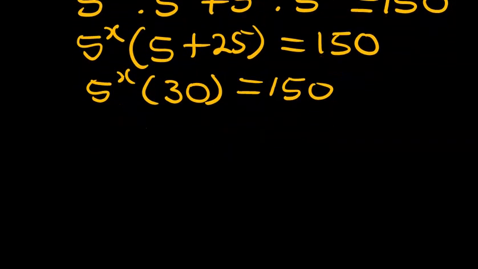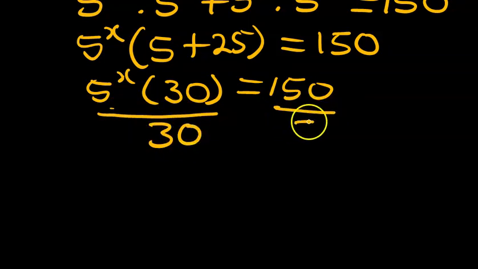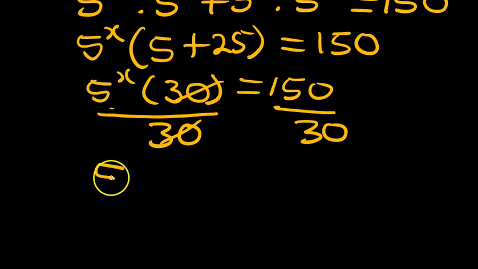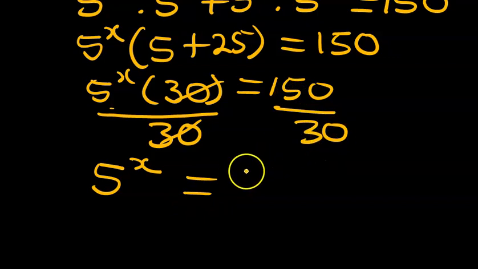Right, now we need to divide both sides by 30. Then this 30 will divide this 30. Then we are left with 5 to the power x is equal to 150 divided by 30. That is 5, obviously, to the power 1.